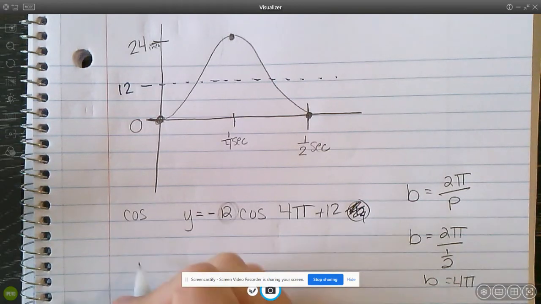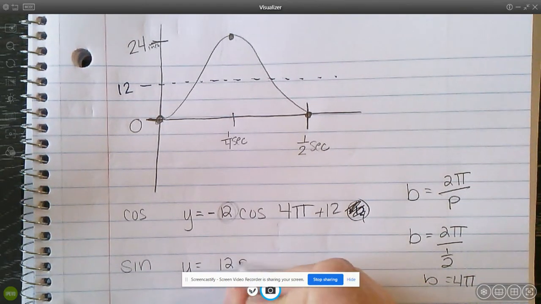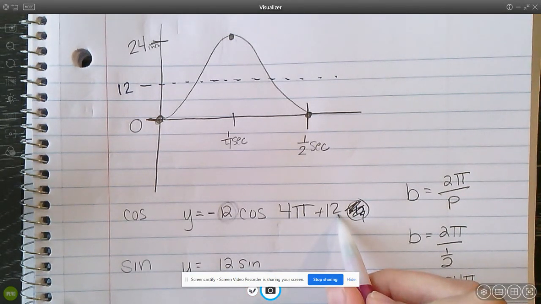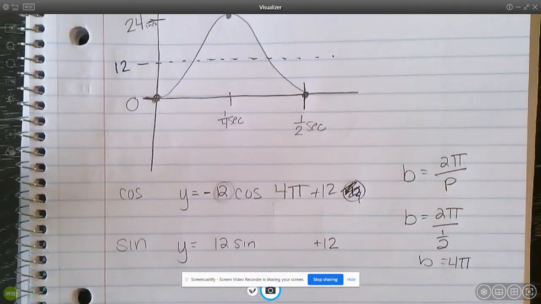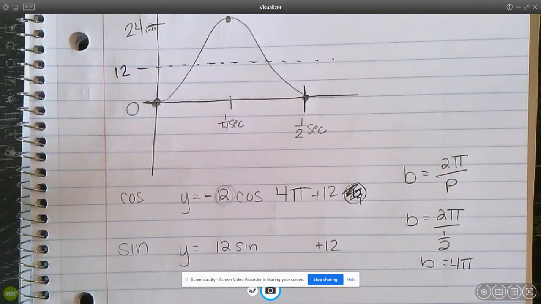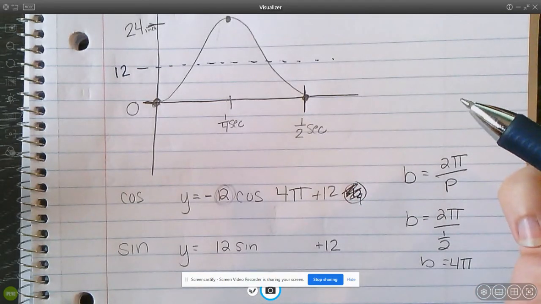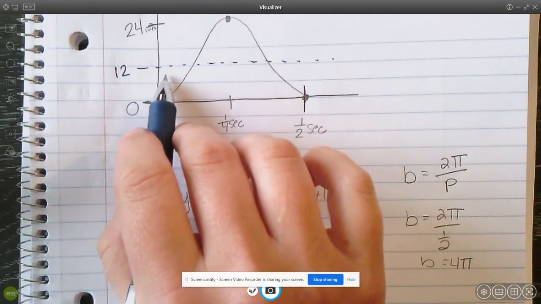So now let's say we wanted to write it as a sine curve. Some of the stuff is going to stay the same. The amplitude will stay the same. So we know we have 12, we have sine, and we know that this 12 is also going to be the same. Now we have to figure out, with a sine graph, your sine graph starts at 0, or it starts at your midline.